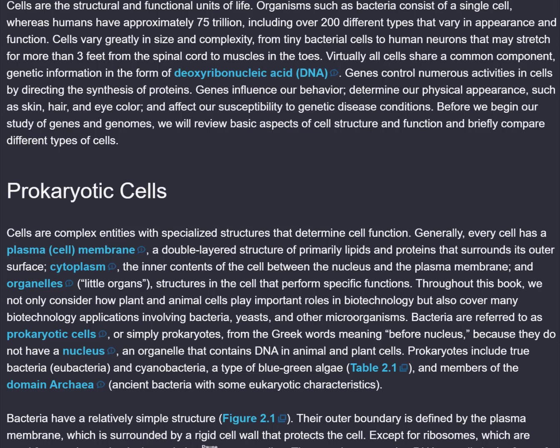Virtually all cells share a common component, genetic information in the form of deoxyribonucleic acid, DNA. Genes control numerous activities in cells by directing the synthesis of proteins. Genes influence our behavior, determine our physical appearance, such as skin, hair, and eye color, and affect our susceptibility to genetic disease conditions. Before we begin our study of genes and genomes, we will review basic aspects of cell structure and function and briefly compare different types of cells.